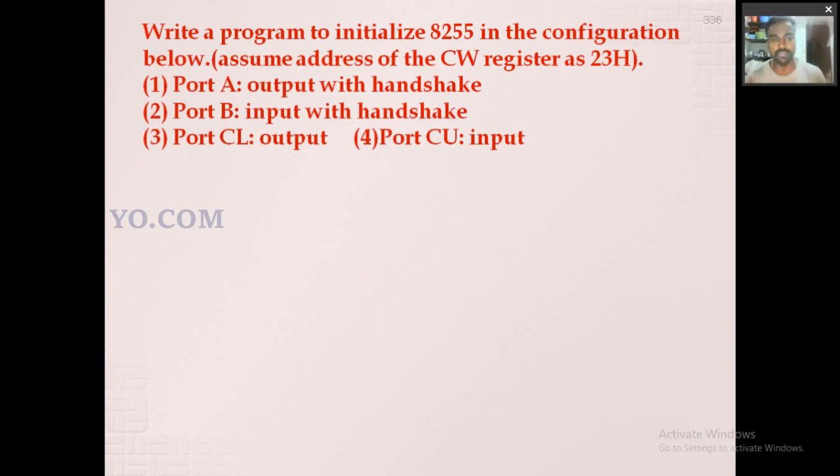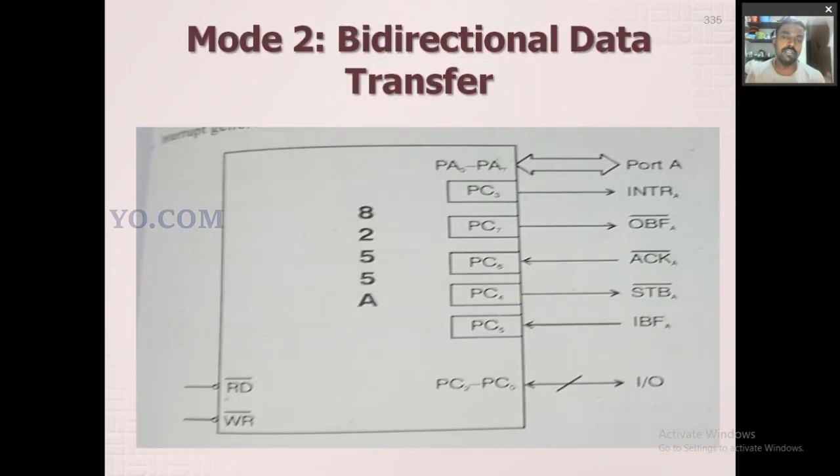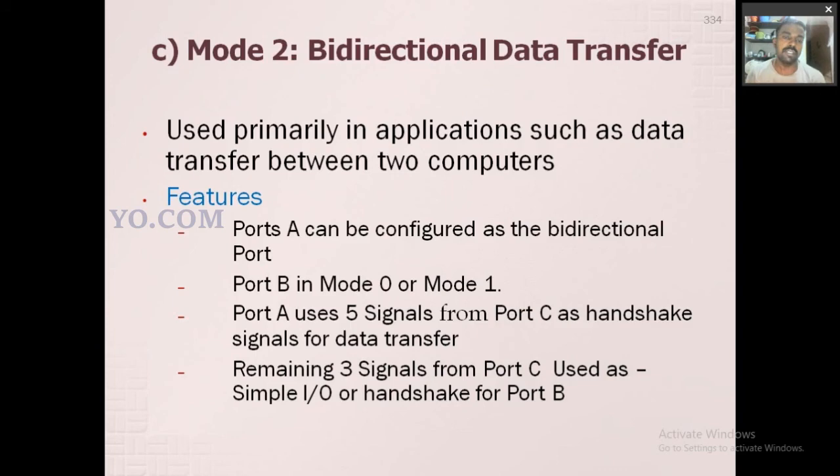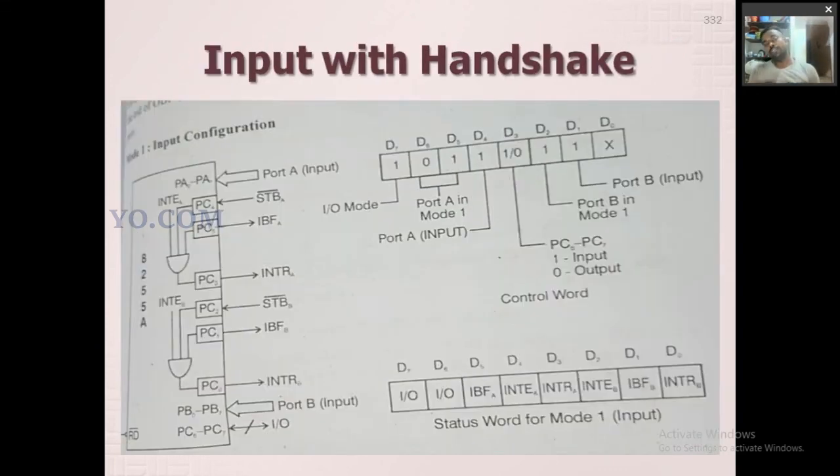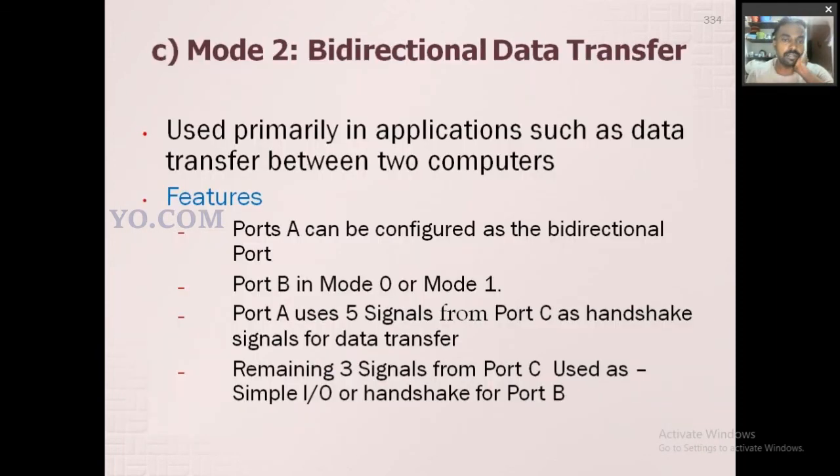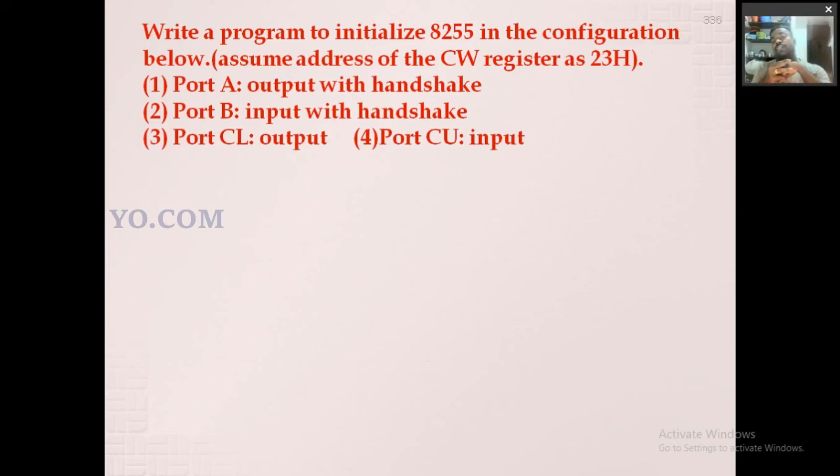Next, we are going to develop the control signal by using the control word register. We studied the control word register in a previous slide. According to that control word, we can develop the code, an 8-bit number or 8-bit data, that acts as a control signal. So port A is output, port B is input, port C lower is output, port C upper is input. So these are the conditions.